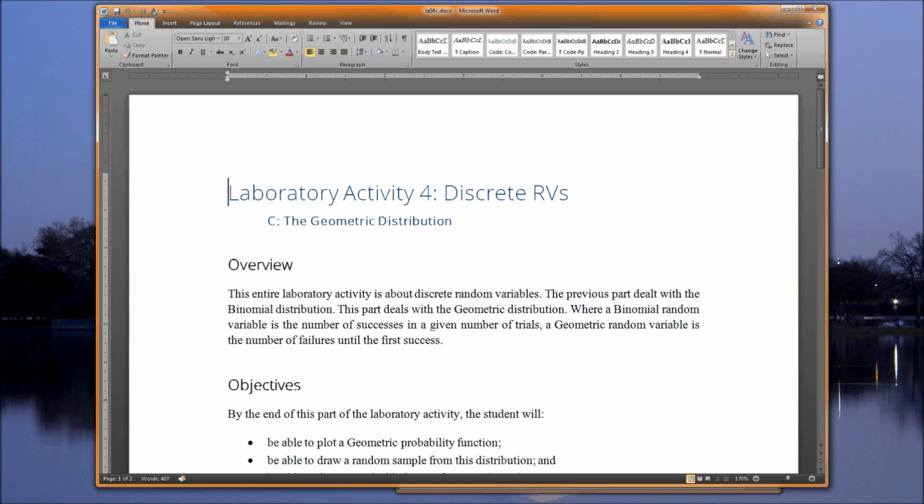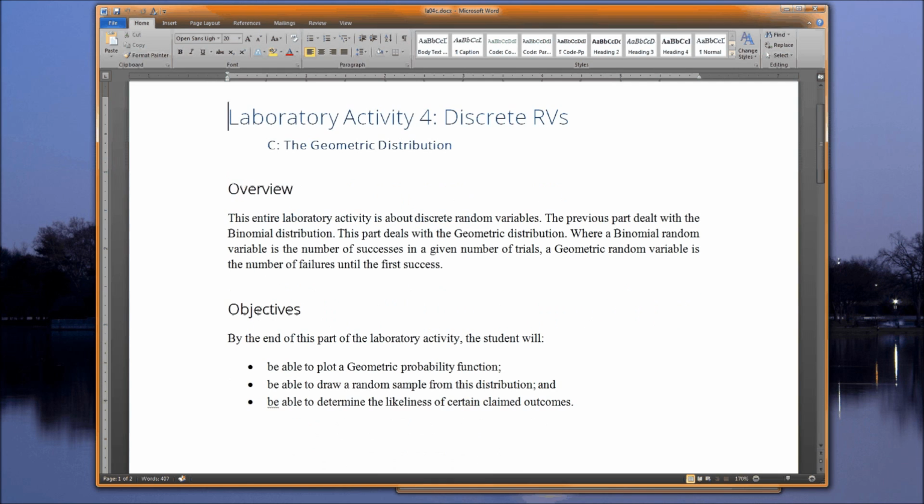So by the end of this part of the lab activity, you're going to be able to plot a geometric probability function, both the probability mass function and the cumulative distribution function. You're going to be able to draw a random sample from this distribution and be able to determine likeliness of certain claimed outcomes, estimate the means, the standard deviations, the variances, etc. Same thing we did for part B, but here we're doing it for the geometric distribution.